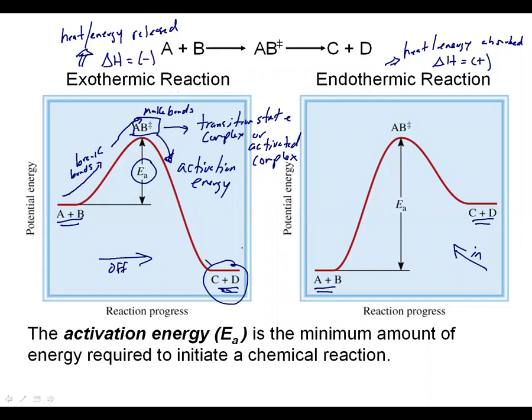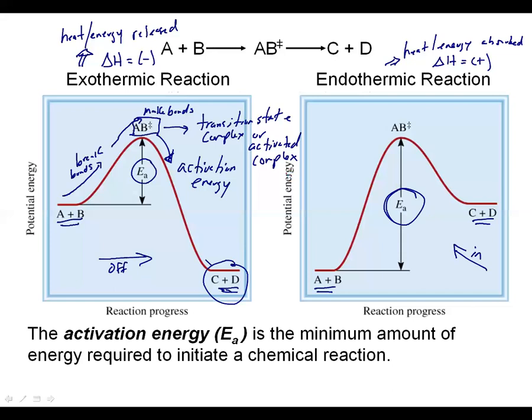We also see that in comparison of exothermic to endothermic, the hill that an endothermic reaction has to climb is usually much higher than an exothermic. That makes sense because overall you have to put energy into that reaction to help everybody up and over the hill to get to the other side.